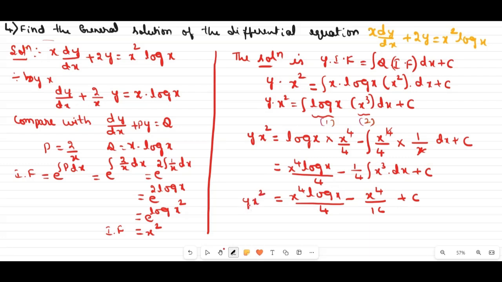Okay. So if you don't want this x square on the left hand side, you can take it to the right hand side. If you take that to the right hand side, what it becomes? x square log x by 4 minus x square by 16 plus c by x square. This will be the final answer. Okay. I think you have got this question. If you have any doubts, you can put in the comment box.